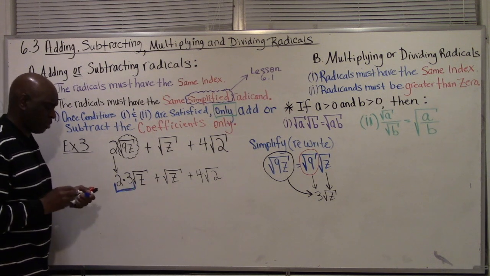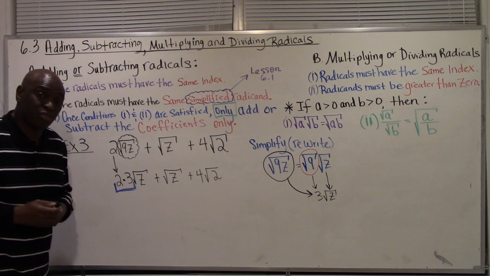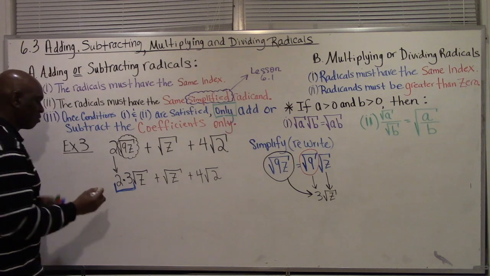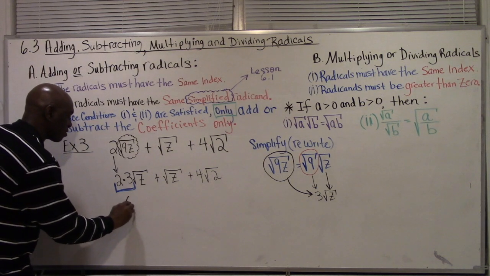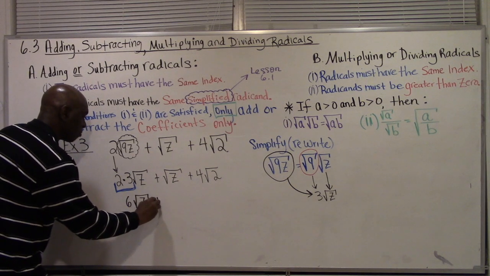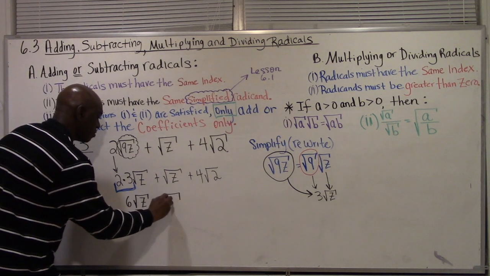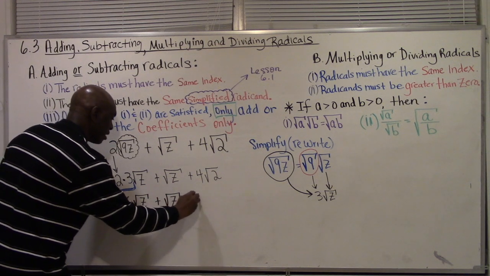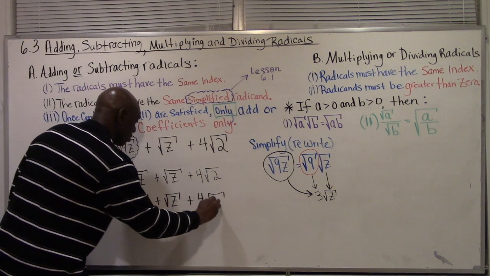What is 2 times 3? I think 2 times 3 is 6. So I have 6 square root Z plus square root Z plus 4 square root 2.